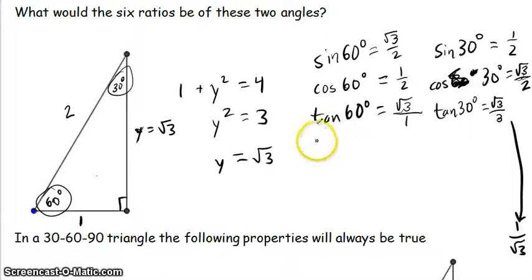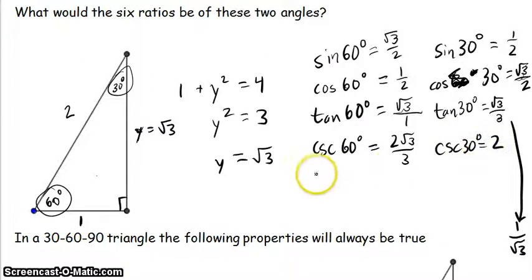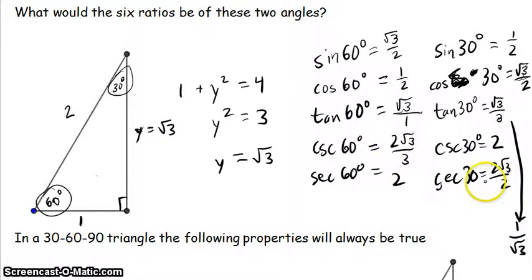So, there's the first three. The last ones we just have to write in terms of their reciprocals. Cosecant is 2 over the square root of 3, so it's going to be 2 square root 3 over 3. Cosecant of 30 is just going to be 2. Secant of 60 is going to be 2, whereas secant of 30 is 2 square root 3 over 3, excuse me.